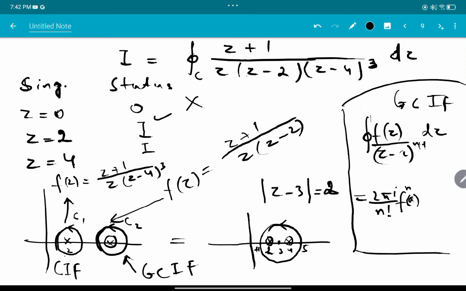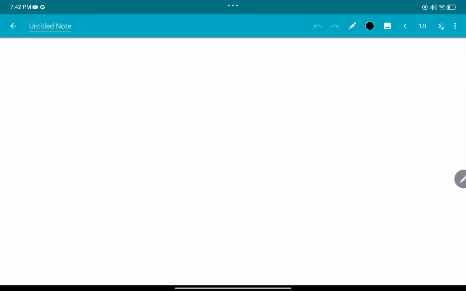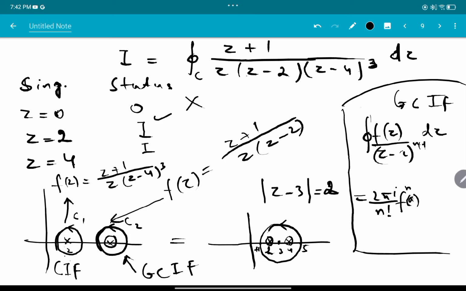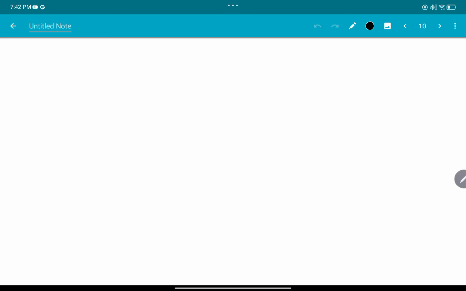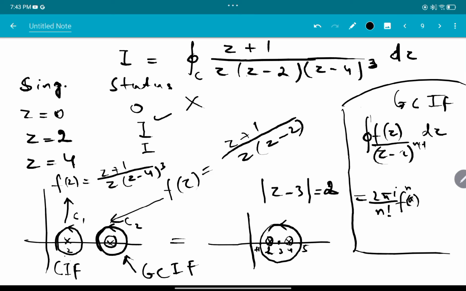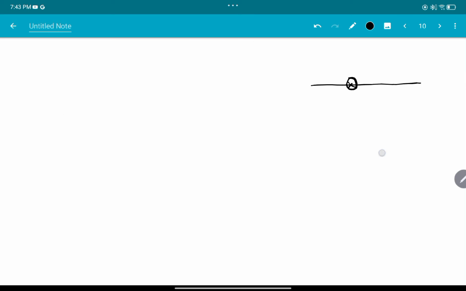So let us do it now. We go here. We have one. Let me first handle this. Our two singularities are these. I will show them here. One singularity is here. That is 2. It is 2, not 2i, 2. And I will enclose it with this curve.